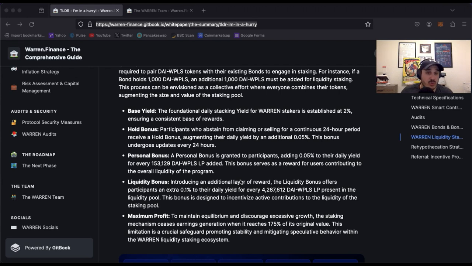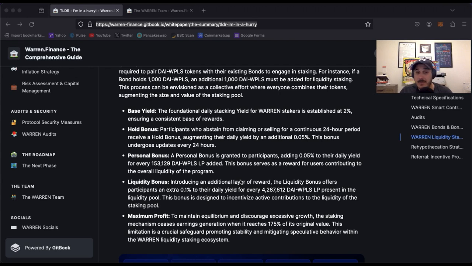Next, we have personal bonus. A personal bonus is granted to participants, adding yet another 0.05% to their daily yield for every 153,129 LP added. This bonus serves as a reward for users contributing to the overall liquidity of the program.